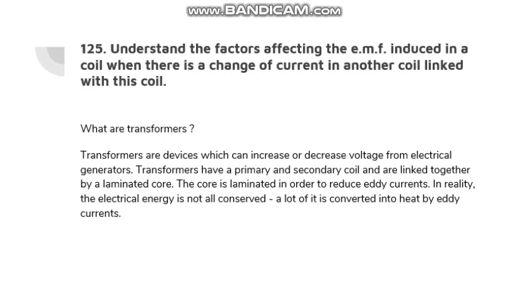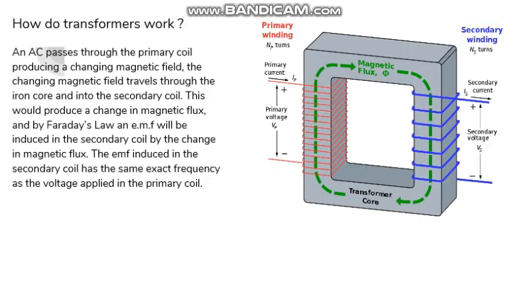Transformers are devices which can increase or decrease voltage from electrical generators. Transformers have a primary and secondary coil which are linked together by a laminated core. The core is laminated in order to reduce eddy currents. In reality, the electrical energy is not all conserved. A lot of it is converted into heat by eddy currents. So by laminating the core, you reduce the amount of eddy currents present in the core and increase the efficiency of the transformer itself. So we've understood what transformers are.